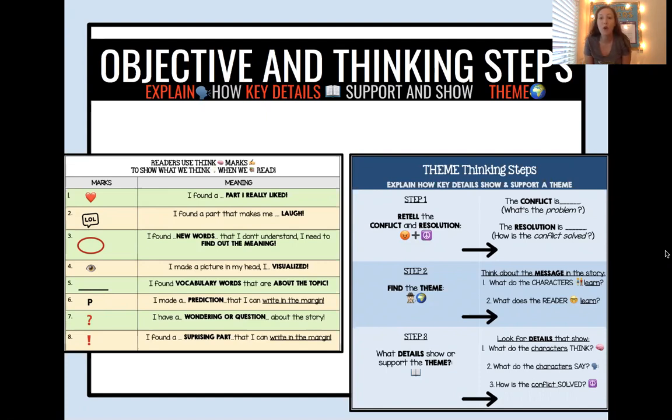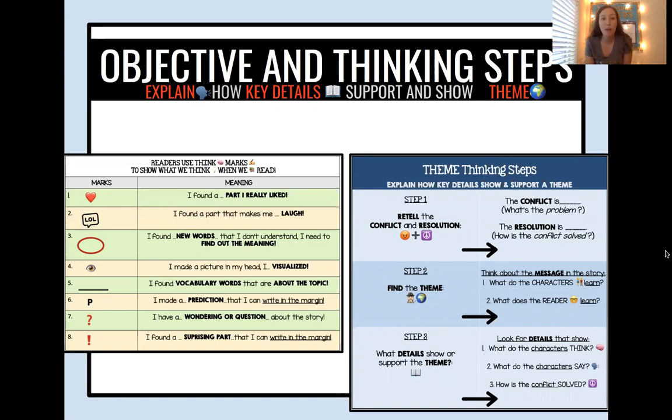And step 3, we're going to think about what details support the theme. So once you figure out what you learned from the story that you can practice in real life, you're going to think about, what clues from the story help me support that, help back that up? Is there anything that the characters think? Is there anything that the characters say? Or is there a way that they fix the conflict that tells me more about the theme or more about the message or what we learned from the story? So those 3 steps are going to help us talk about theme.